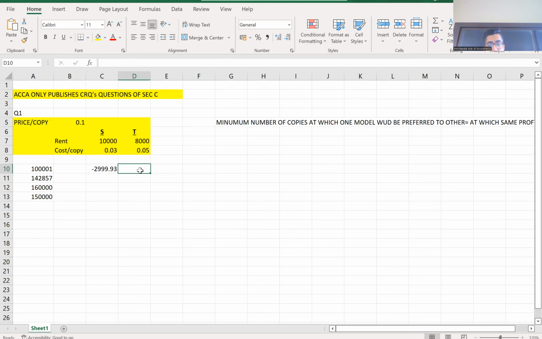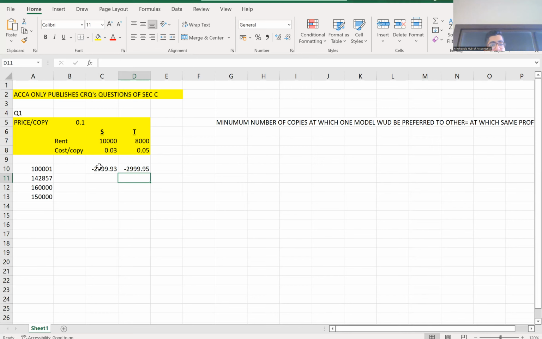The profit comes to 2,999.93. And at 100,001 copies, what is the profit of T? Selling price is 0.1 minus variable cost of 0.05, so profit per copy into 100,001 copies, less fixed cost of 8,000. So at 100,001 copies, the profit of both is the same.